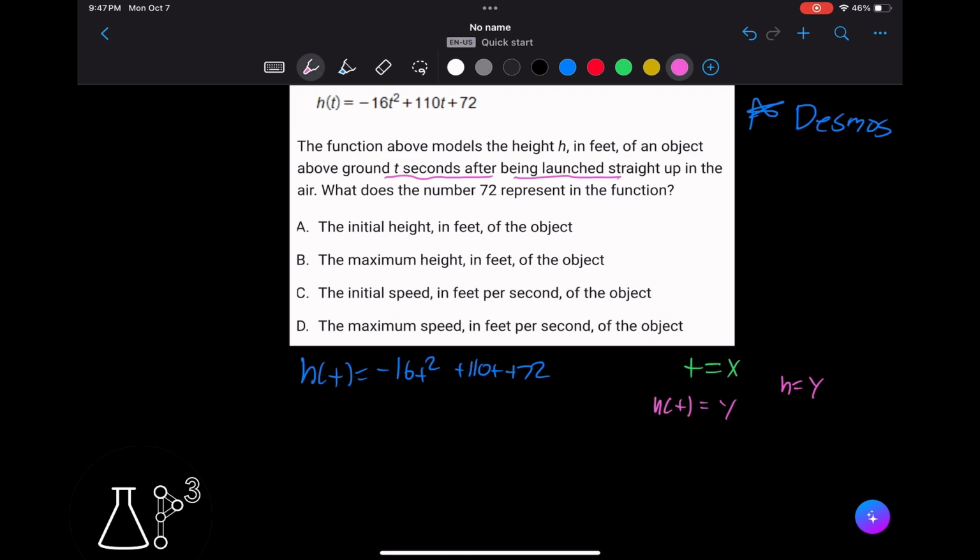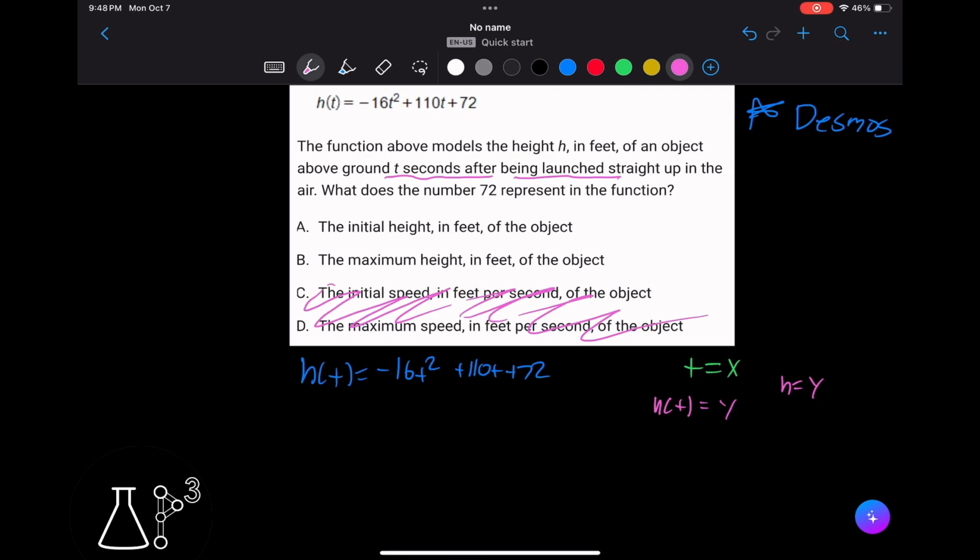Okay, so let's see. A, the initial height in feet of the object. So the initial height is basically where, when x equals 0, we get that answer. And then we're given B, the maximum height in feet of the object, and it gives us C, the initial speed in feet per second, and then D, the maximum speed in feet per second. So obviously the equation that's given gives us the height of the object. So automatically D and C are incorrect because speed is t and t is x.